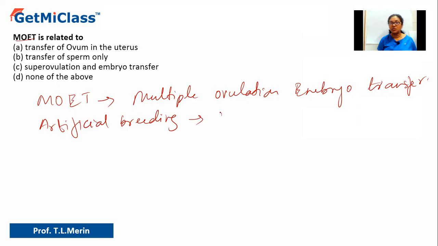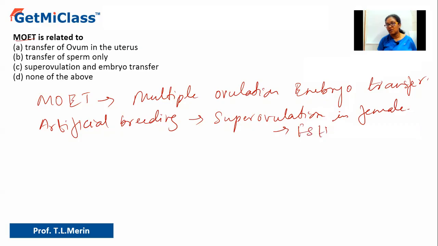But first, there is superovulation which happens in females. Superovulation in females is induced by the administration of FSH, that is follicle stimulating hormone. So this will produce multiple ovum, and further artificial insemination is done. Semen transfer is done into the uterus of the female.